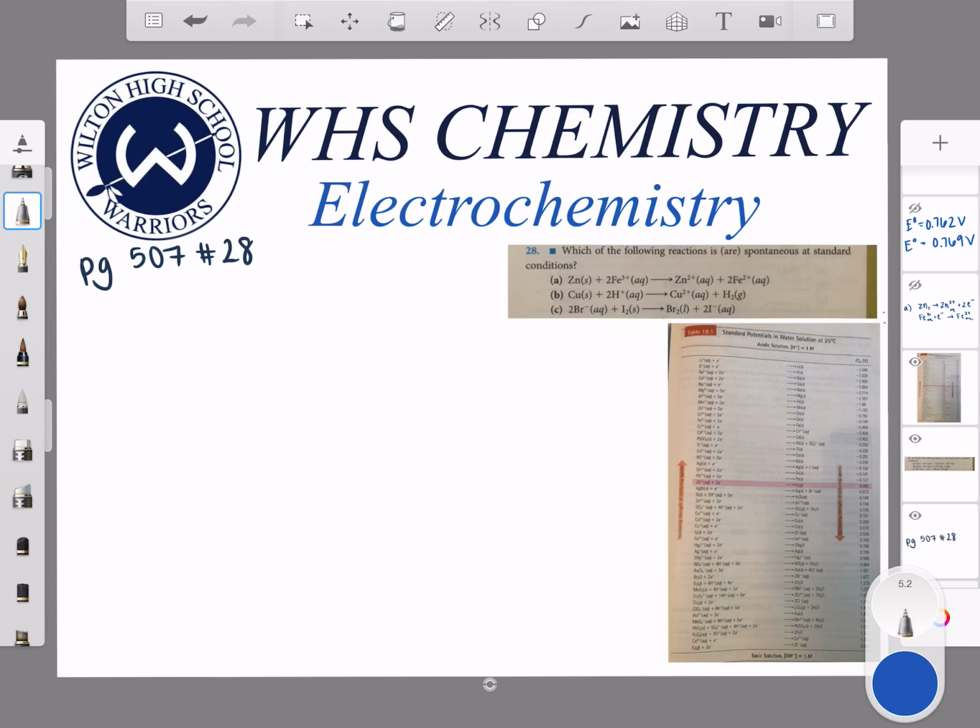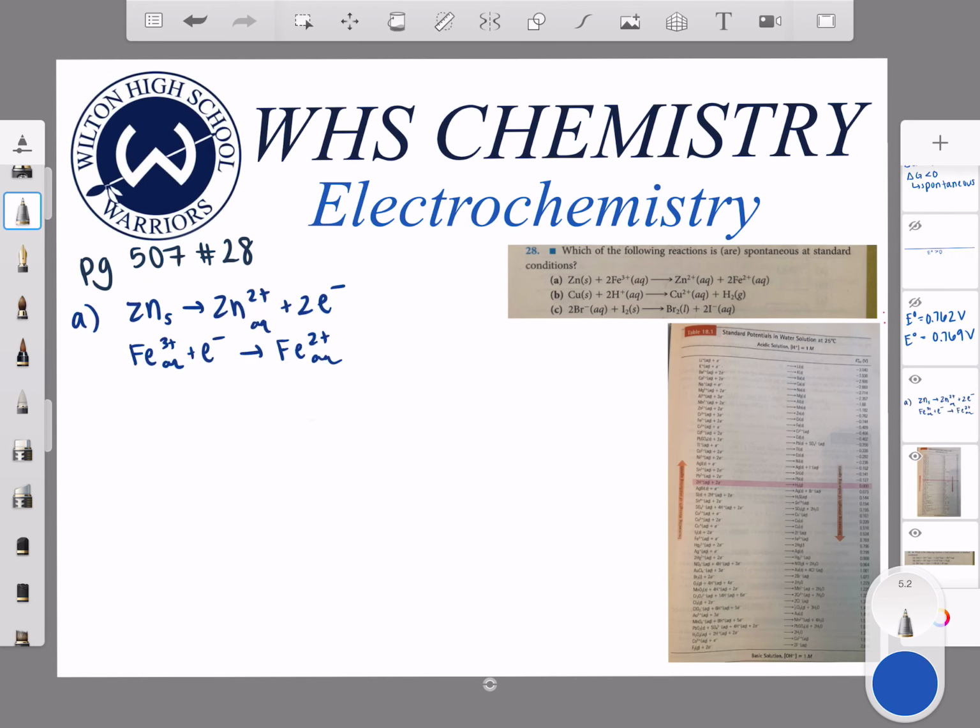The first thing you need to do for each part is to split them up into half reactions. Since we have the Zn solid as a reactant here, that yields Zn2+ and 2 electrons. Just from prior knowledge, you need 2 electrons to balance out the charges. And then we have Fe3+ plus 1 e- yields Fe2+.